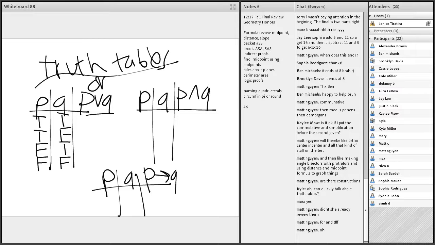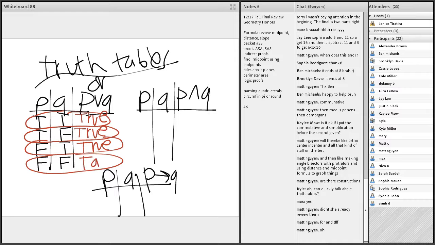So for or, as long as you have one true in a row, then it's good. So since this row has one true, my final answer is true. The second row has at least one true, so it's true. Third one is true, but the last one there's no trues, so the final answer is false.